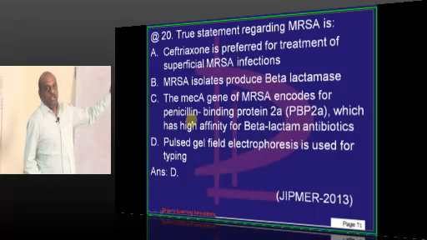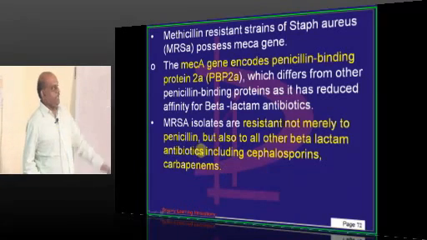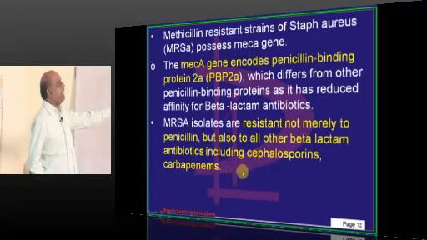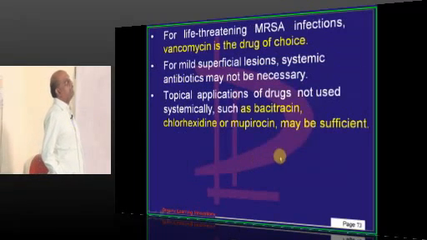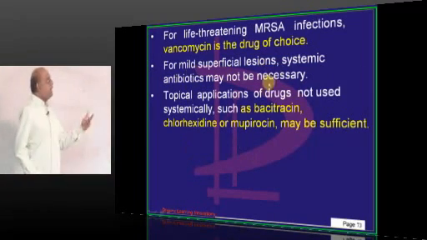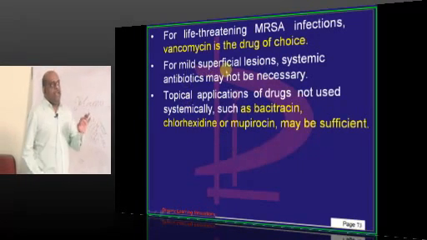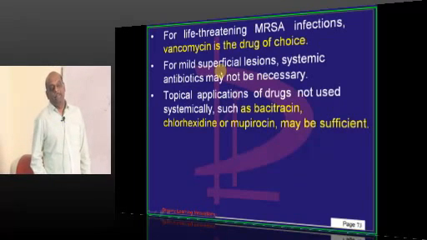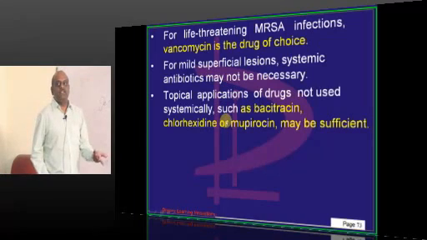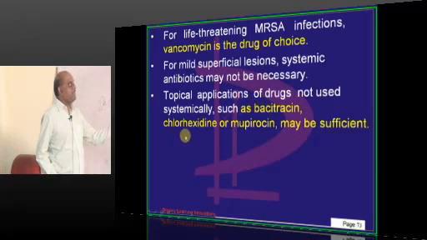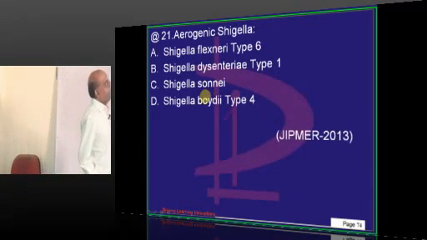MRSA is not only resistant to penicillin, but to any other beta-lactam antibiotics, including the cephalosporins and carbapenems. That needs to be remembered. We use vancomycin as the treatment of choice. If there is any mild superficial infection with MRSA detected, you don't need to give any systemic vancomycin. Bacitracin and mupirocin are sufficient, is what you need to remember.